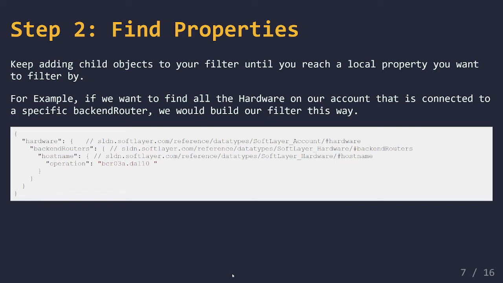So step 2, find the properties that you want to filter on. Like object masks, object filters can have a lot of child properties that you need to go down into to select on the basic property that you want.